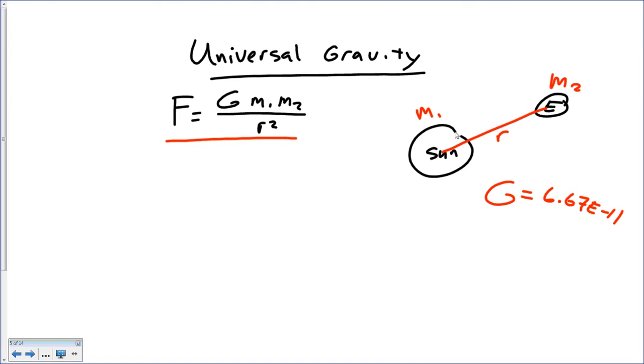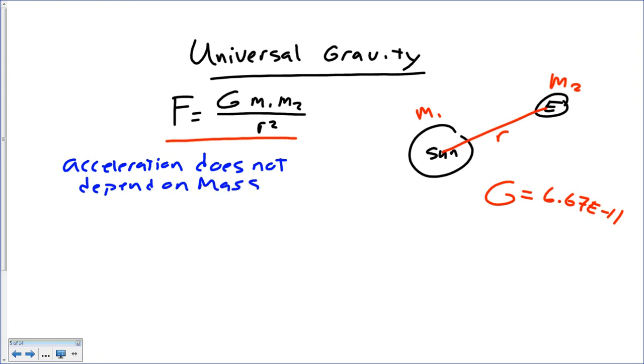Now, what's interesting is that we can use universal gravity to show how the acceleration due to gravity does not depend on the mass. For example, if I take a big book and a crumpled up piece of paper, they will fall at the same rate, and this is why. Acceleration does not depend on the mass.